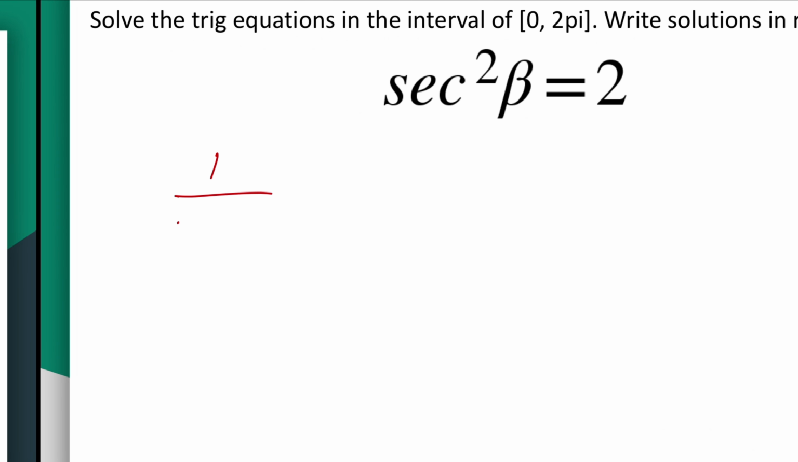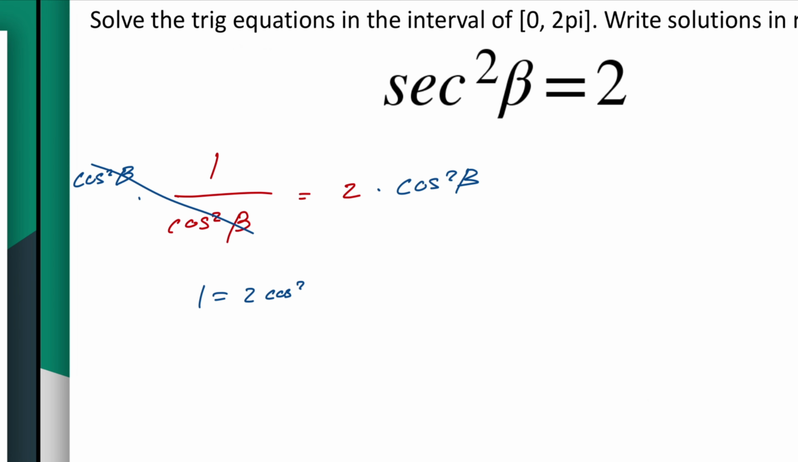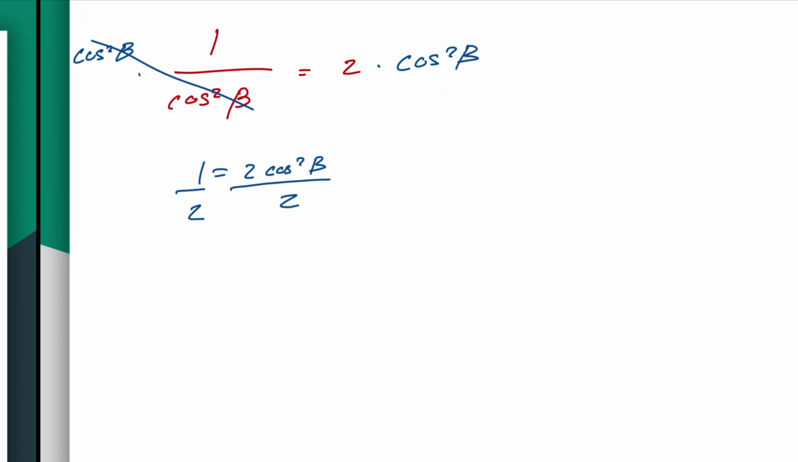So 1 over cosine squared of beta equals 2. I have to multiply cosine squared to both sides because I've got to get it out of the denominator's place. I cancel. I get 1 is equal to 2 times cosine squared beta. Divide by 2, divide by 2. And I'm going to flip this. You get cosine squared beta equals 1 over 2.